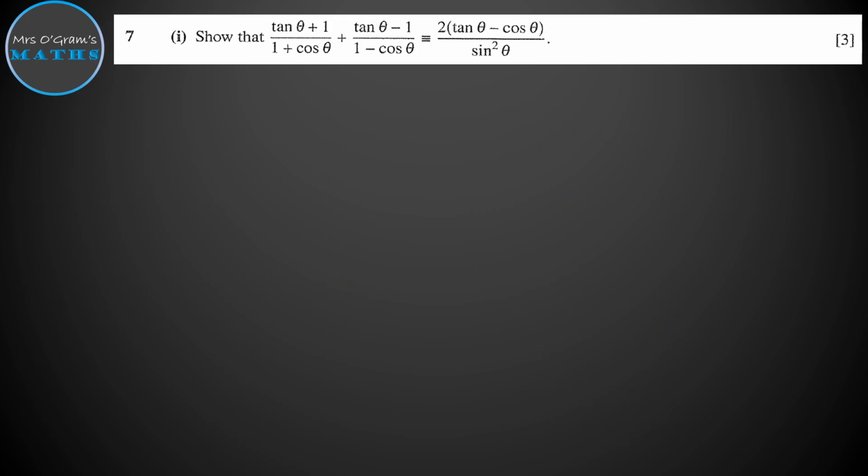Question 7 is about trig identities. So the first thing that we're going to do is take that left-hand side and put it all over a common denominator.